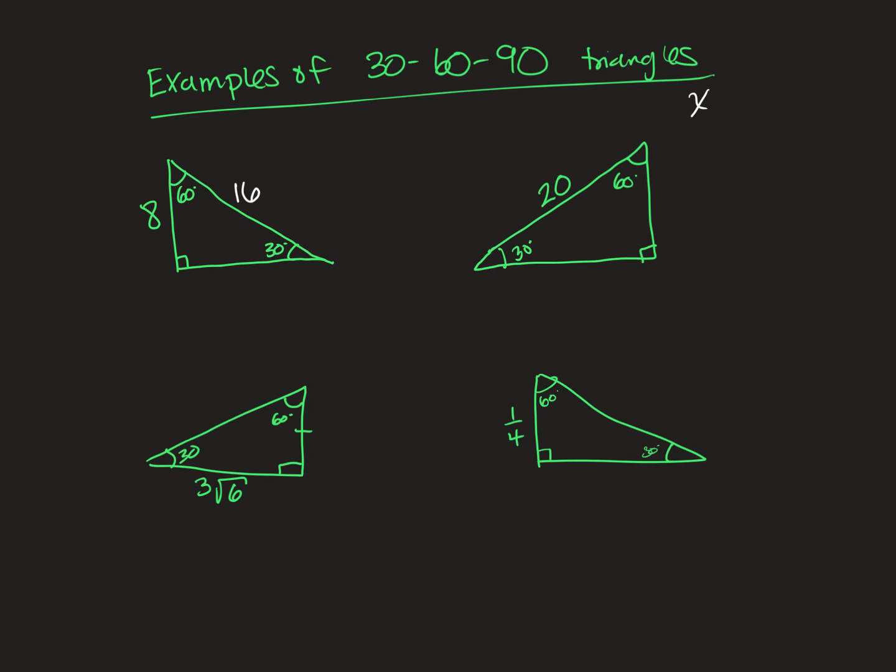So we have our short leg, and then we have our medium leg, and then we have our hypotenuse. All right, so if our hypotenuse is 16, that means that our medium leg is going to be whatever the short leg is times the square root of 3. In this case, we have 8 for our short leg, so our medium leg will be 8 times the square root of 3.